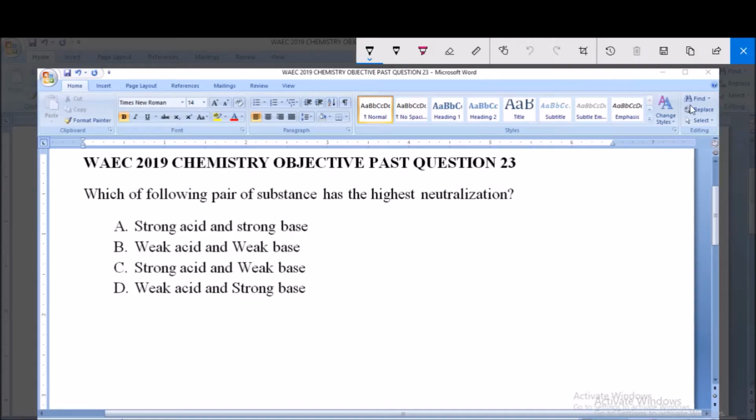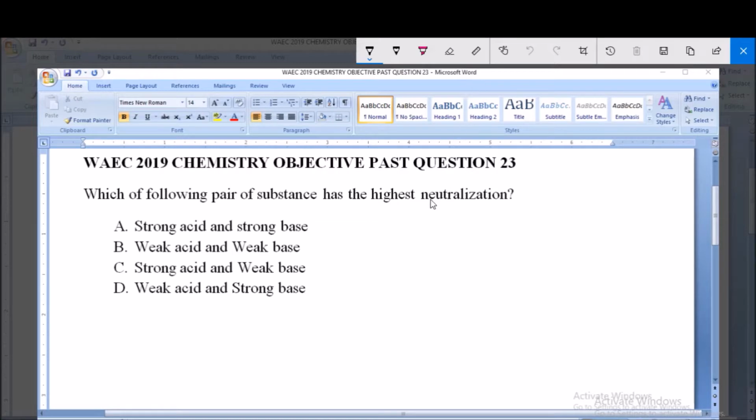I'm going to be answering WAEC 2019 Chemistry Objective Past Question 23. Which of the following pair of substance has the highest neutralization? A. Strong acid and strong base. B. Weak acid and weak base. C. Strong acid and weak base. D. Weak acid and strong base.